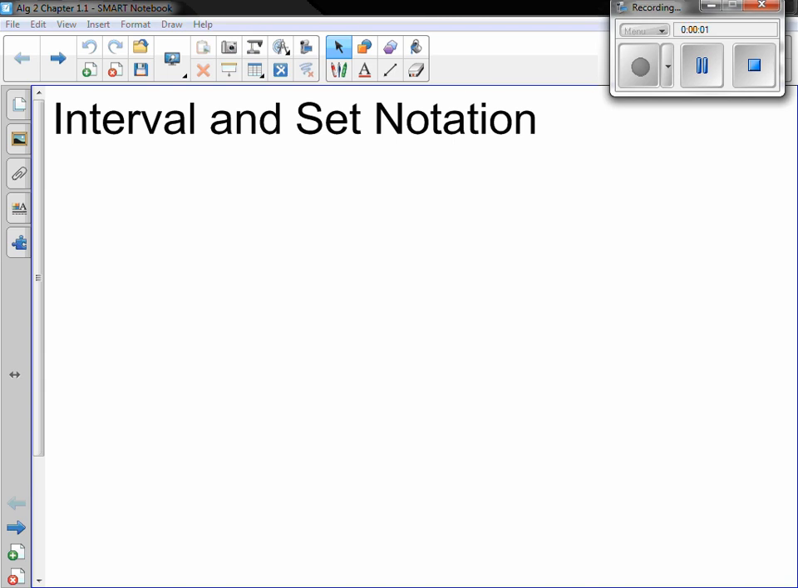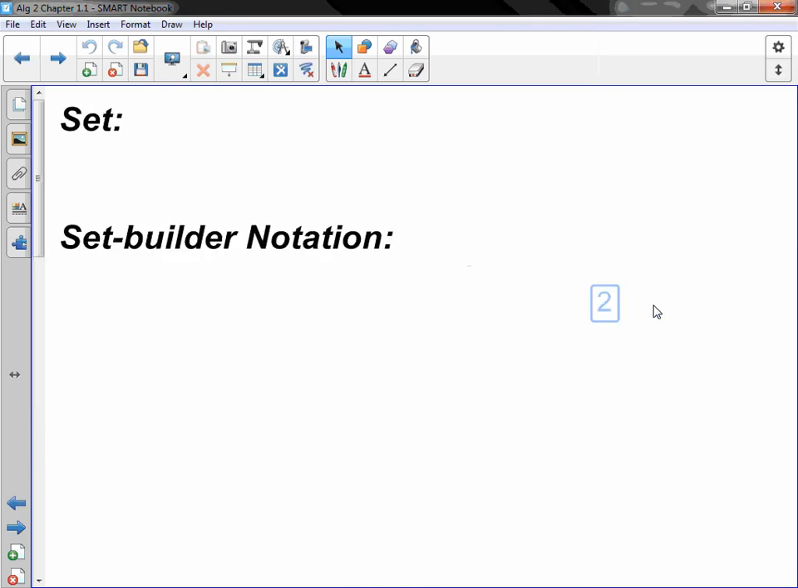Off with interval and set notation. Interval and set notation is different ways to write sets of numbers. Because realistically, if we talk about any set of numbers, there's easier ways to write it and there's harder ways to write it, depending on what the number is.